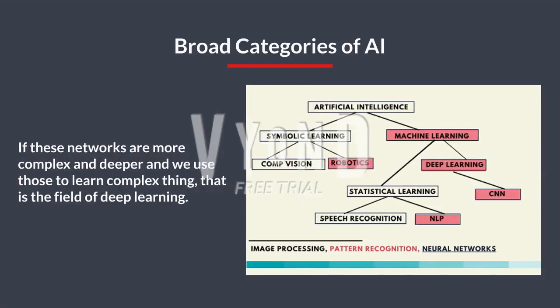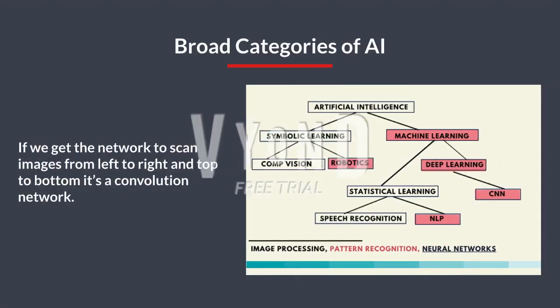If these networks are more complex and deeper, and we use those to learn complex things, that is the field of deep learning. There are different types of deep learning and machines, which are essentially different techniques to replicate what the human brain does. If we get the network to scan images from left to right, top to bottom, it's a convolutional neural network. A CNN is used to recognize objects in a scene. This is how computer vision, which fits in object recognition, is accomplished through AI. The best example where CNN is used is driverless cars.